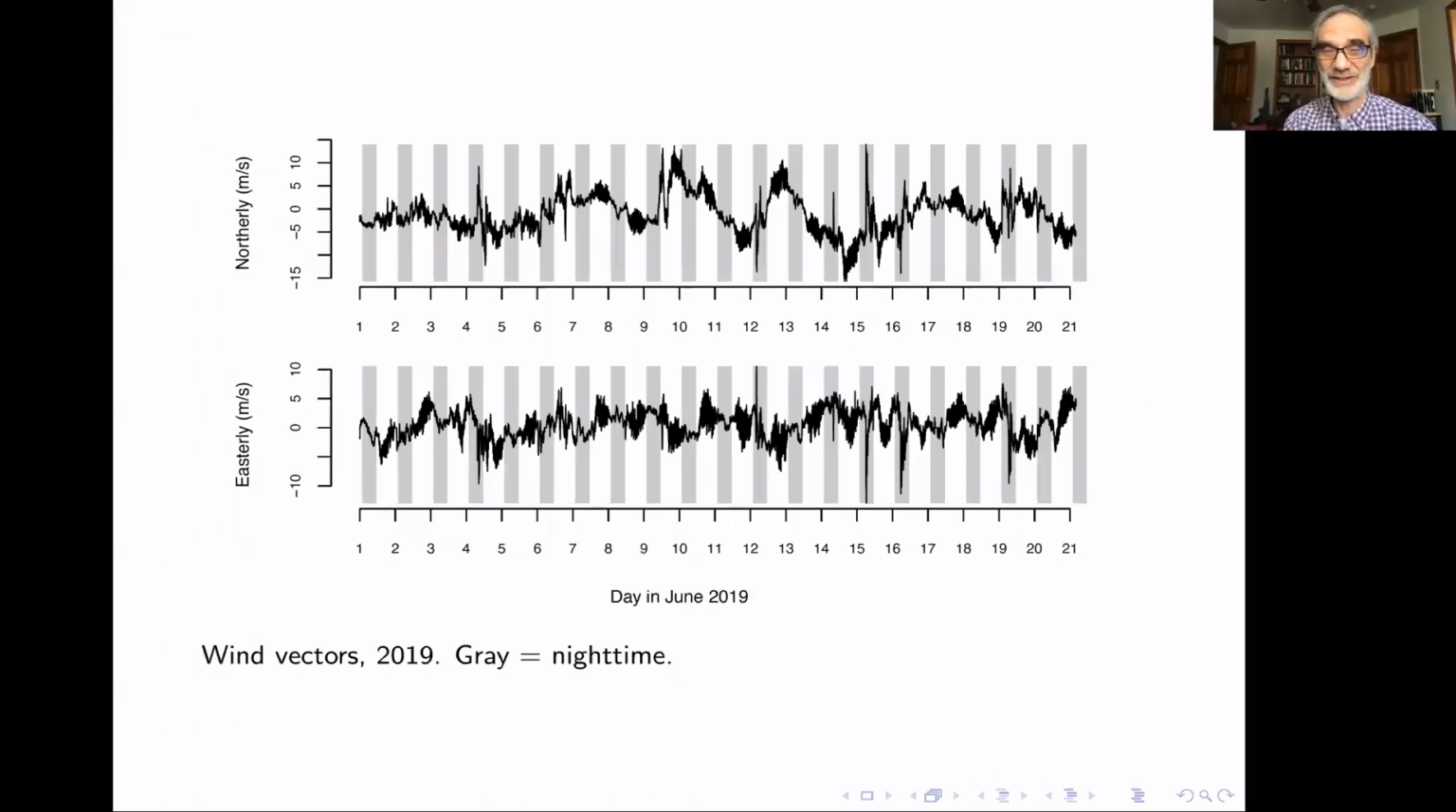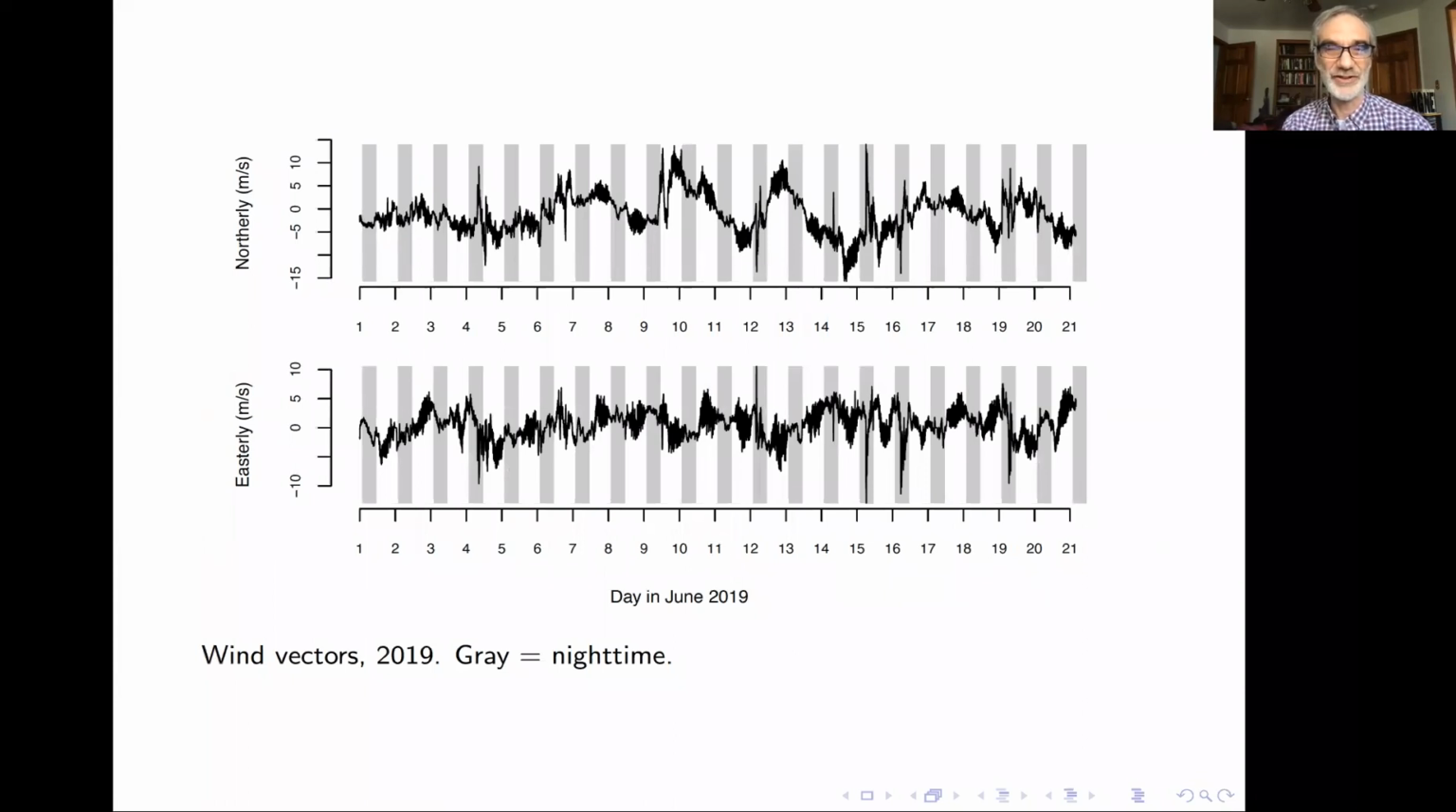So let's look at some pictures of the data. Here's the data for June 2019. You can see it's a little bit more than 20 days. The gray bars indicate when it's nighttime. The times here are UTC times, so you have to go back 6 hours to get the local time.